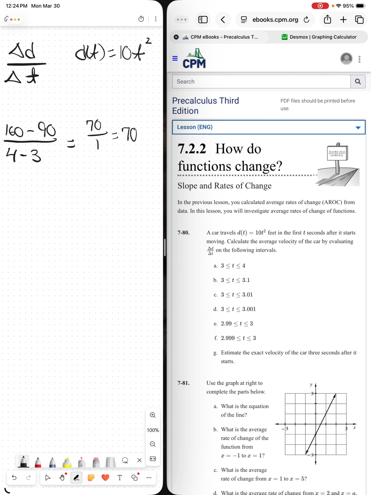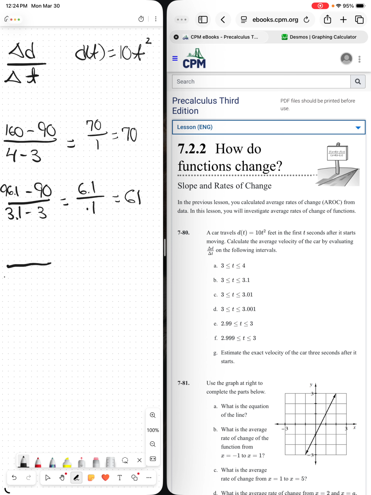Looking at the next one, if we go to 3.1 minus 3 and plug those in, obviously 3 gives 90, so that's easy. But it gets a little harder when you have a decimal. You might need a calculator: 3.1 squared times 10, you should get 96.1. So we get 6.1 over 0.1, or 61 feet per second.